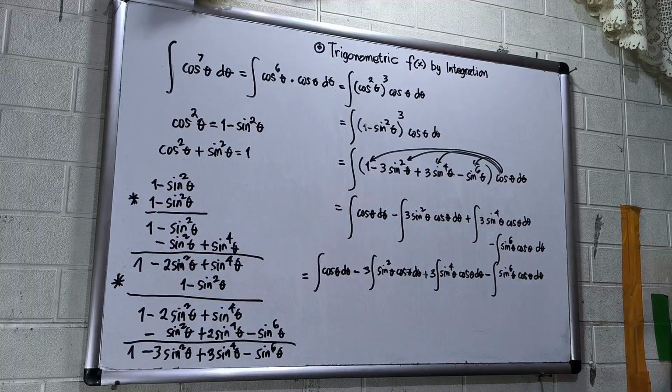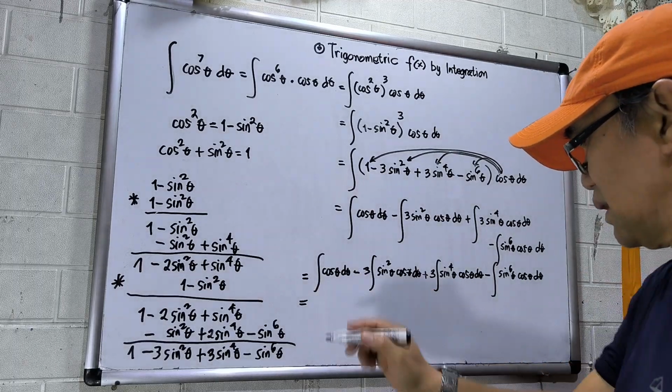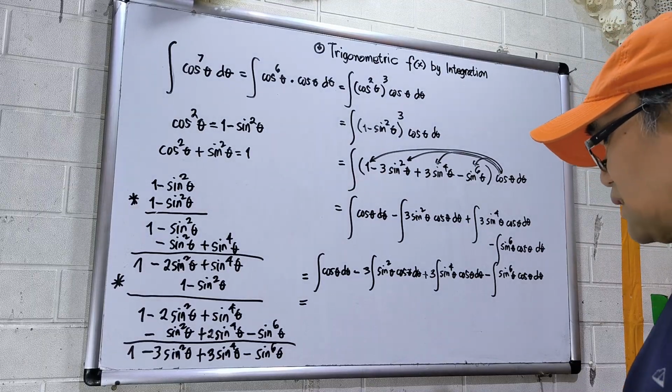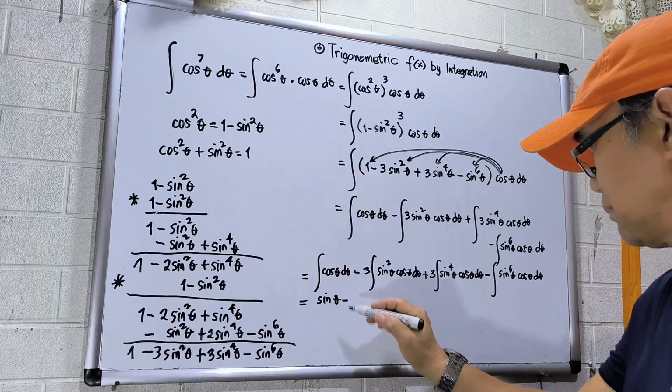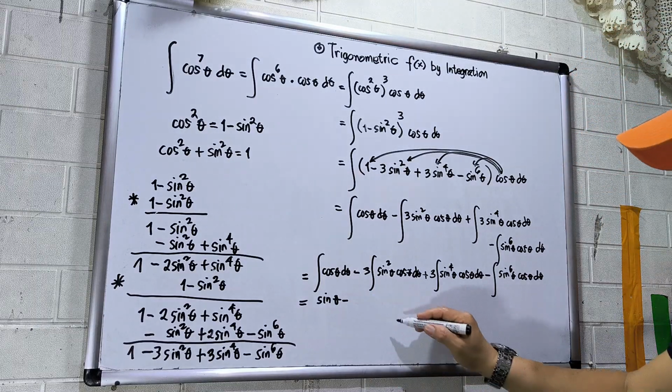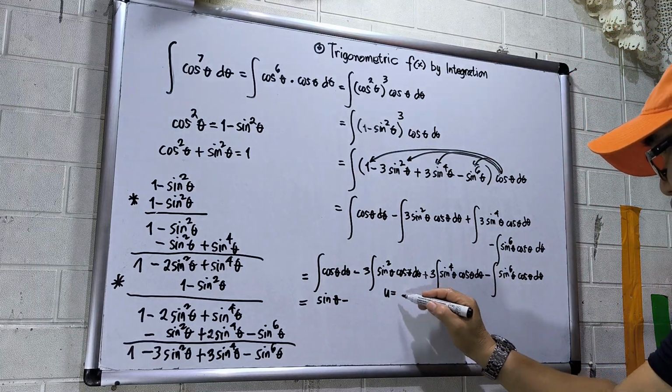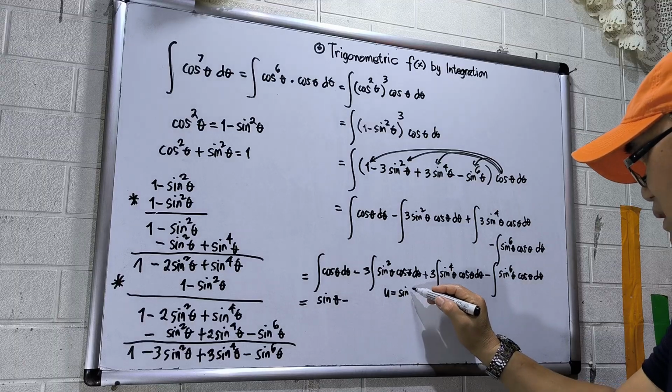Okay? So in here, the integral of cosine theta d theta, that will be sine theta. Then minus. This will be u is sine theta.